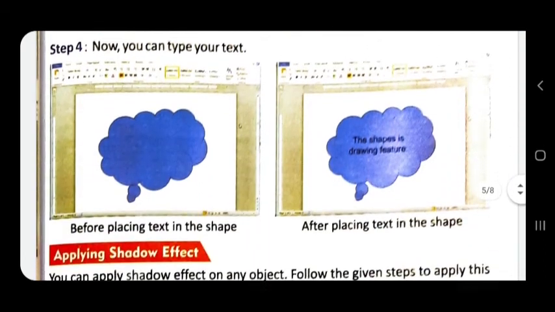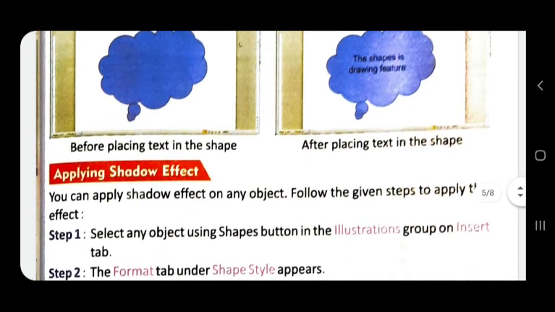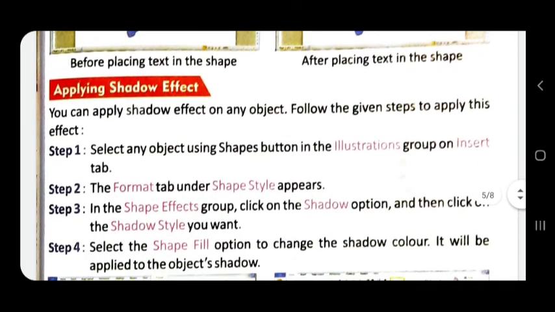Okay, so this is how we can add the text. As you can see also in the picture, first we need to place the shape, and after that we can write the text into the shape. Then next one, how can we apply a shadow effect.